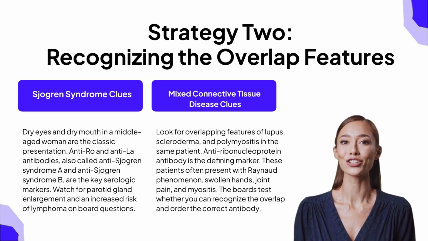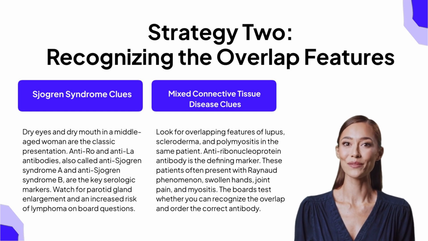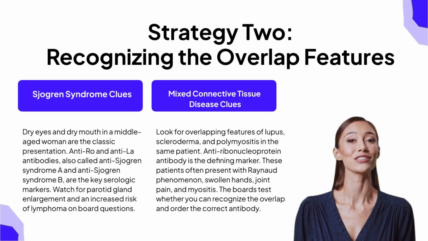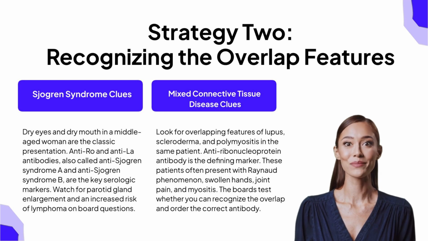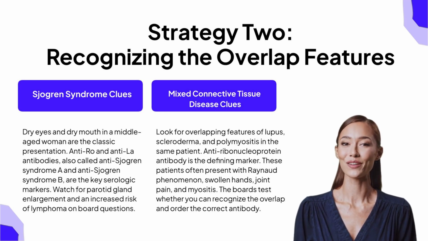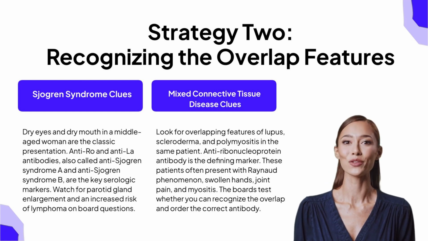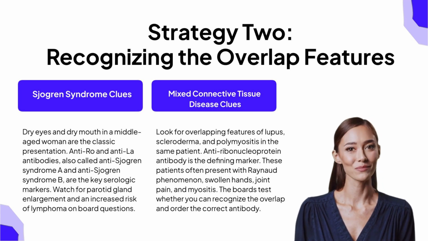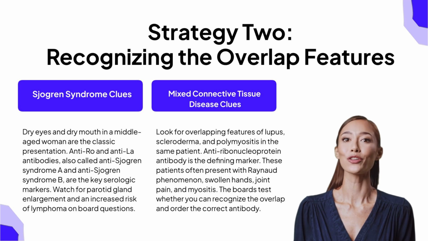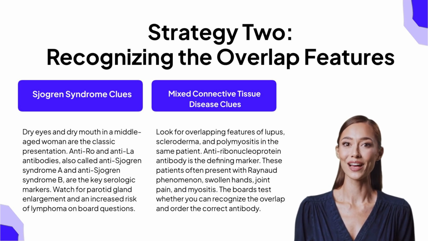For mixed connective tissue disease, the question stem will describe a patient with features from multiple connective tissue diseases at the same time. You might see Raynaud phenomenon from scleroderma, joint pain from lupus, and muscle weakness from polymyositis, all in the same patient. The defining antibody is anti-ribonucleoprotein. When you see overlapping features plus a question about which antibody to order, think mixed connective tissue disease. Review the rheumatology section of your question bank for practice questions that test these overlap patterns.